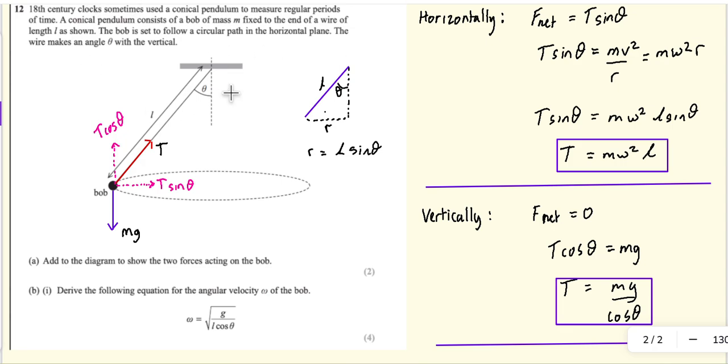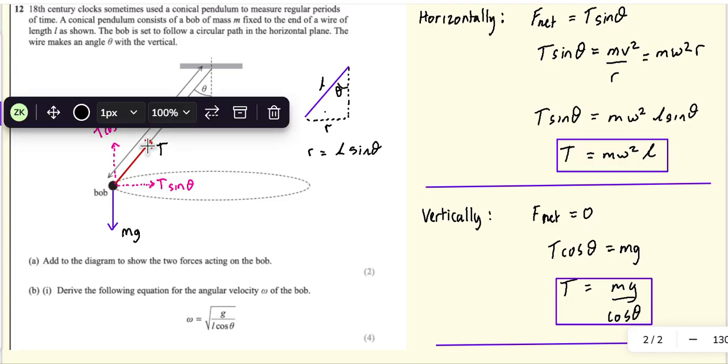So this question, you have a mass on a string, let's say, and it is swinging around in a horizontal circular path, and the two forces on the diagram for part A, first force is mg acting downwards, and the second force is tension in the string acting in the direction of the string upwards against the weight. So those are your two forces.